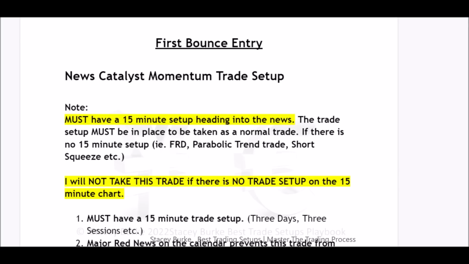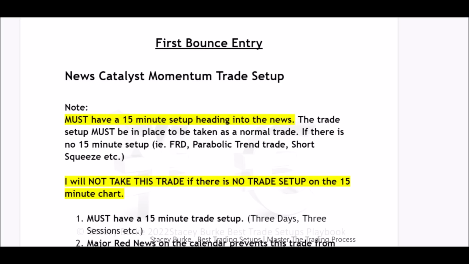Just to review, this is a news catalyst momentum trade setup. What that means is that there's already a trade setup in place. We must have a 15-minute setup heading into the news. The trade setup must be in place to be taken as a normal trade. You would take that trade in a normal situation, except that there's major red news. The first bounce is when the trade explodes and breaks out, and the first bounce is the opportunity to re-enter that explosive movement, typically between 15 and 30 minutes after that initial burst.